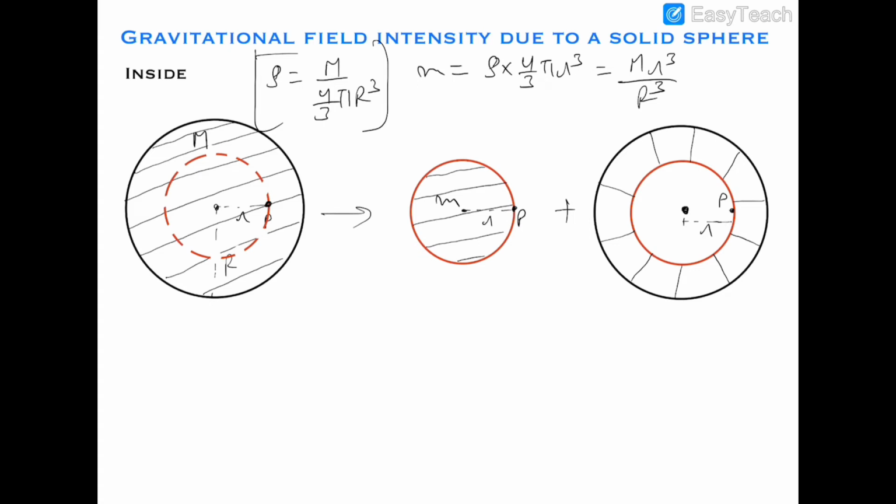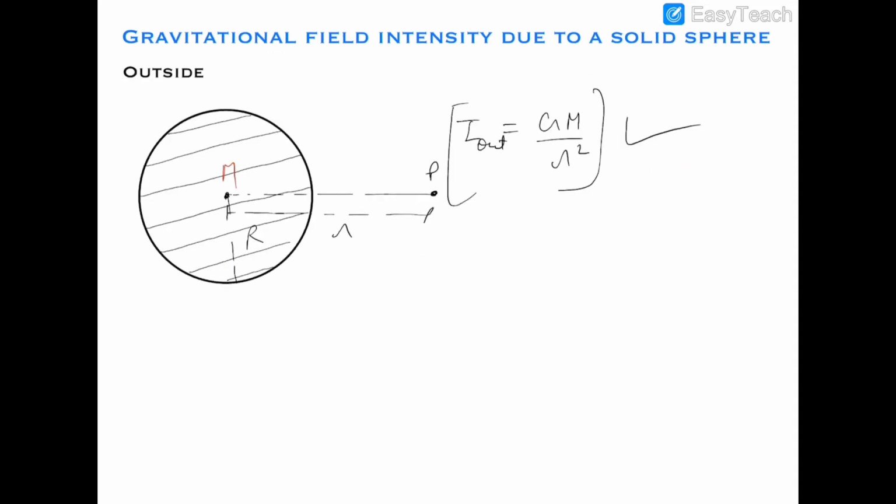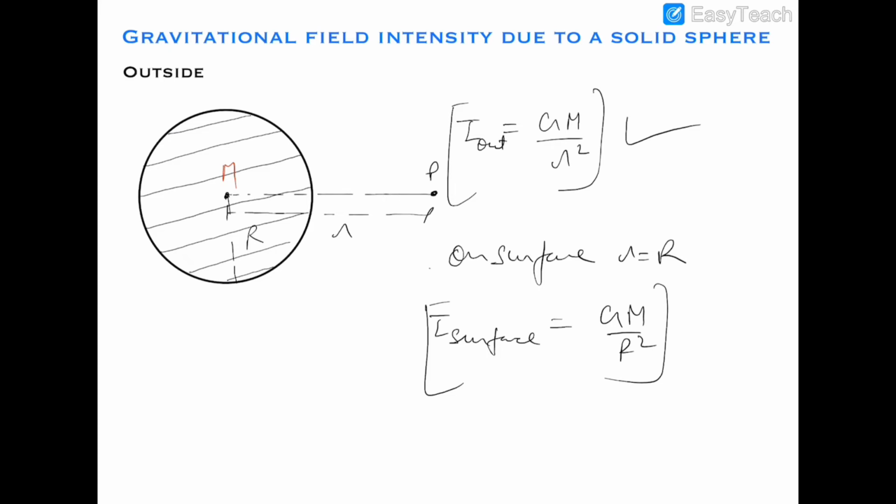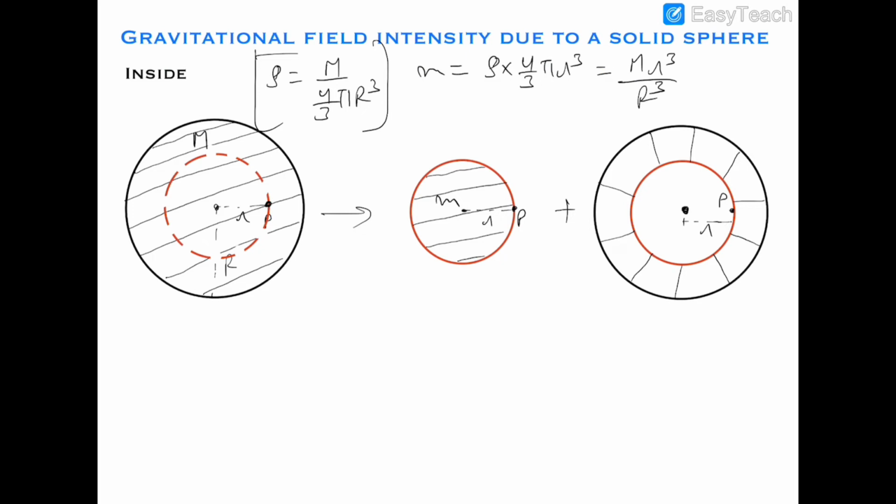Now due to this small sphere, the gravitational field at the surface would be GM by, we can also discuss that if this point P lies on the surface, r will be equal to R, so I surface will be equal to GM by R square, where R is the radius and M is the total mass of this sphere. Now for this case, we can write down the gravitational field at point P, due to this first one and due to the second.